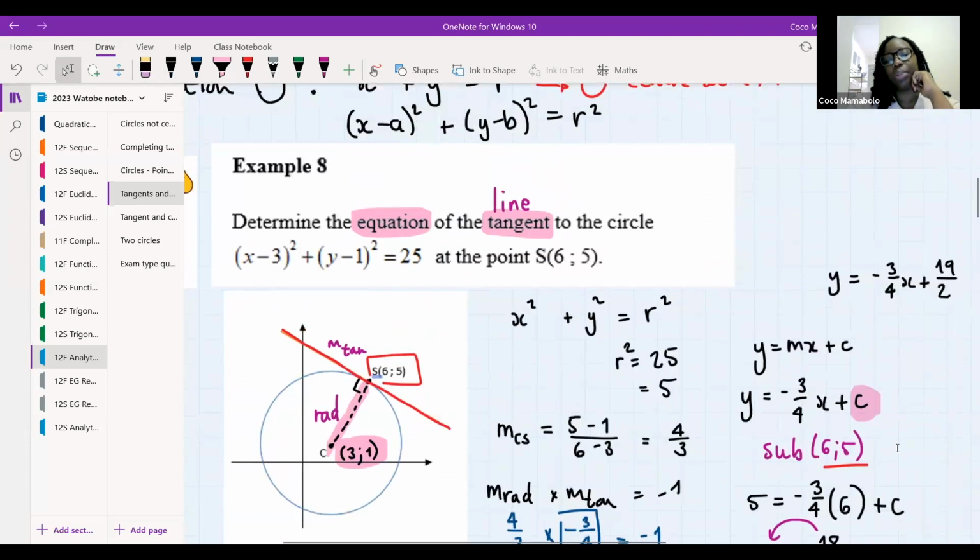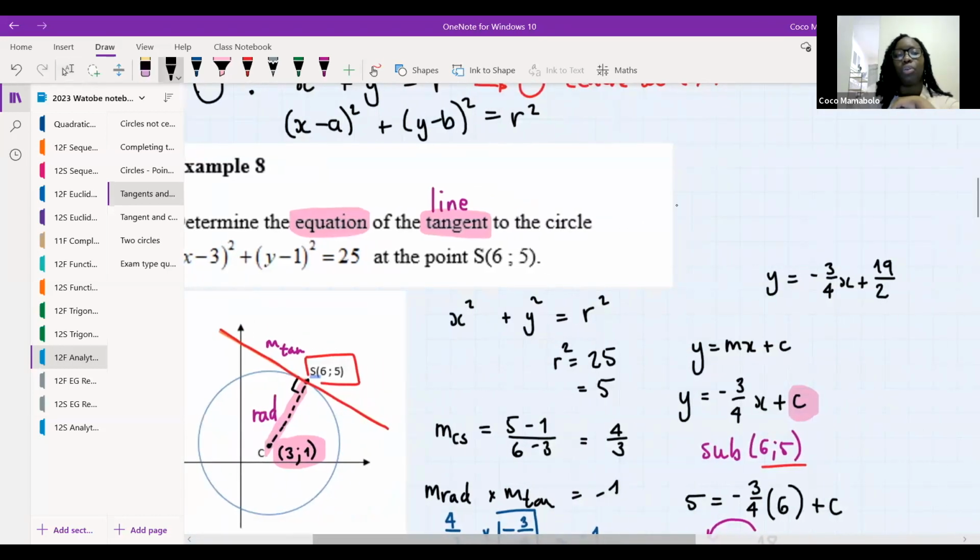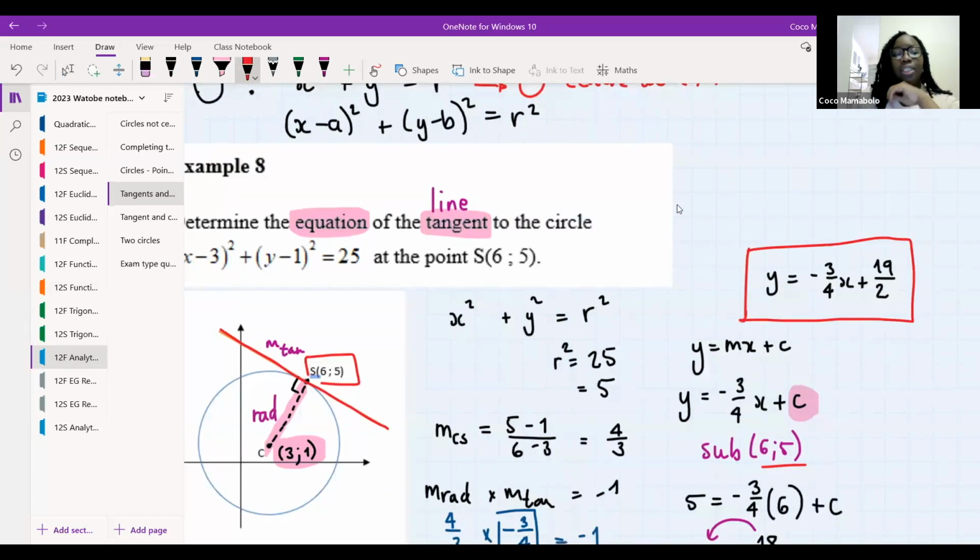Okay, Zinka says, can you please scroll up, ma'am? I want to take a screenshot of the first example. This is the first example we've done, my sweetie. Unless you're talking about the explanation at the top. Yes, Linda, that is correct. Here it is. Let me just highlight it so that we know where it is. There we go. y is equal to -3/4x plus 19/2. Okay, excellent.